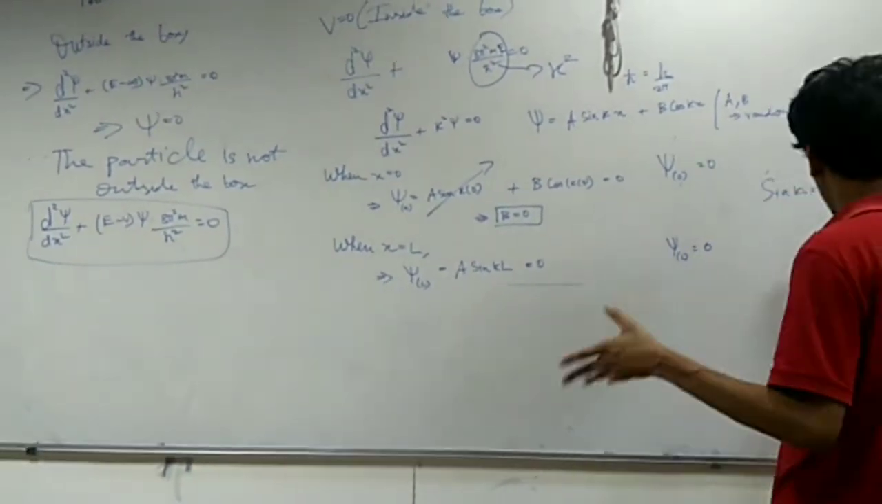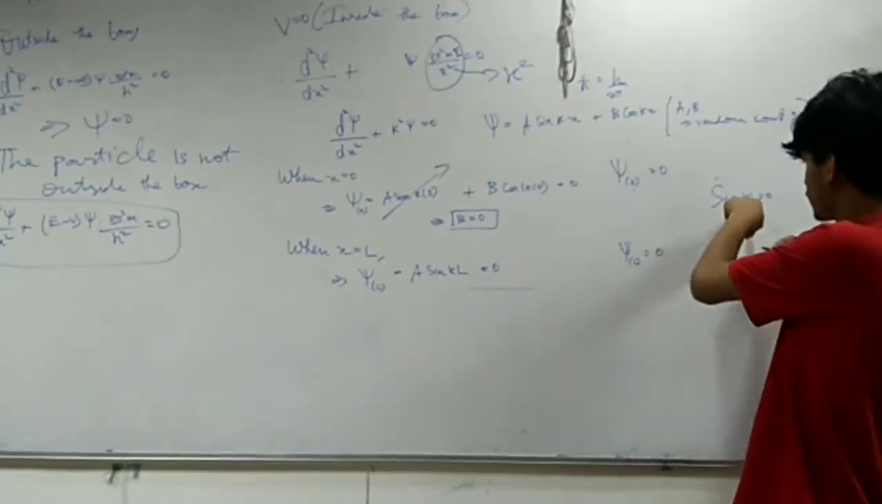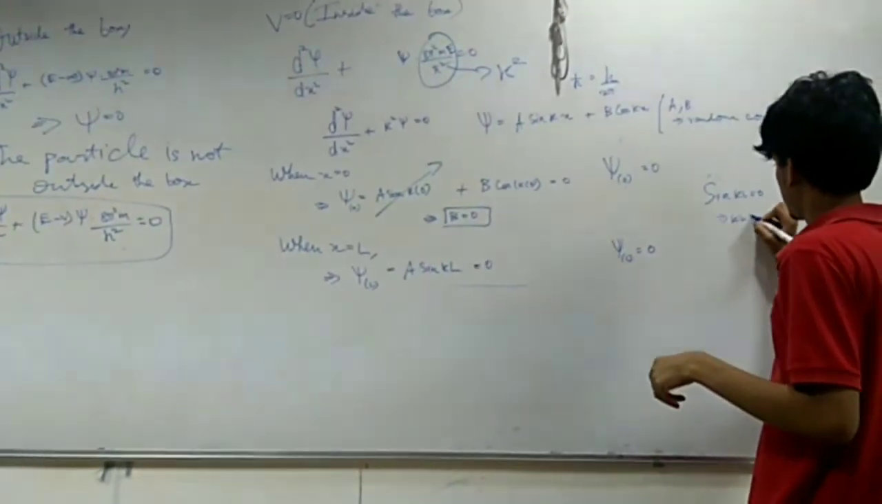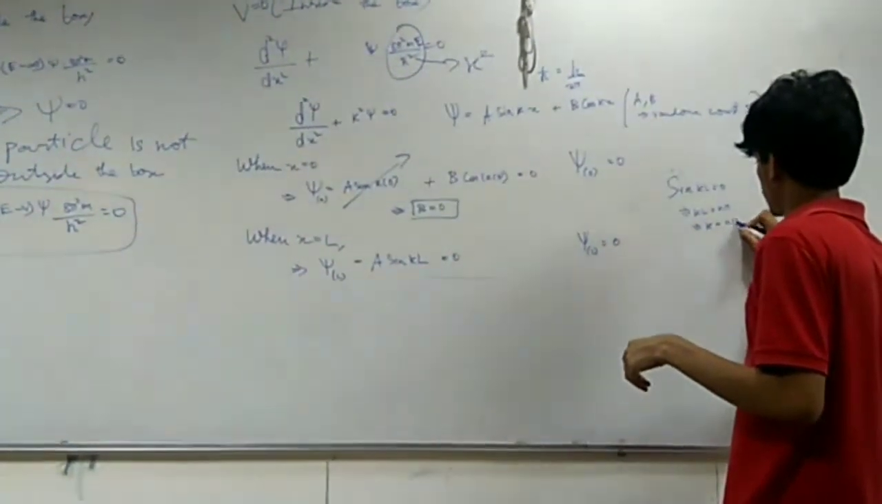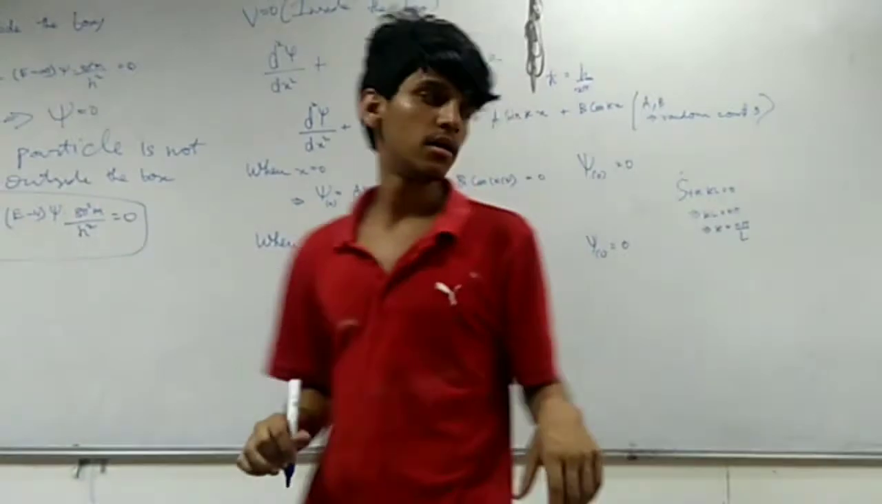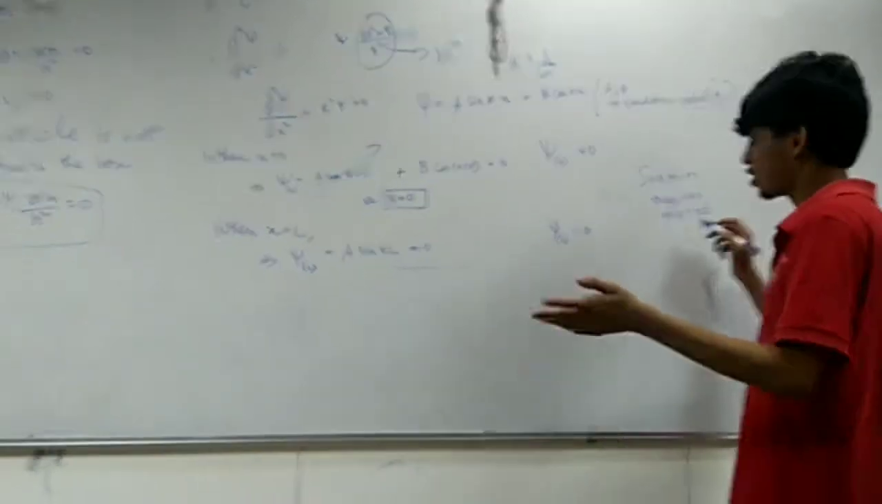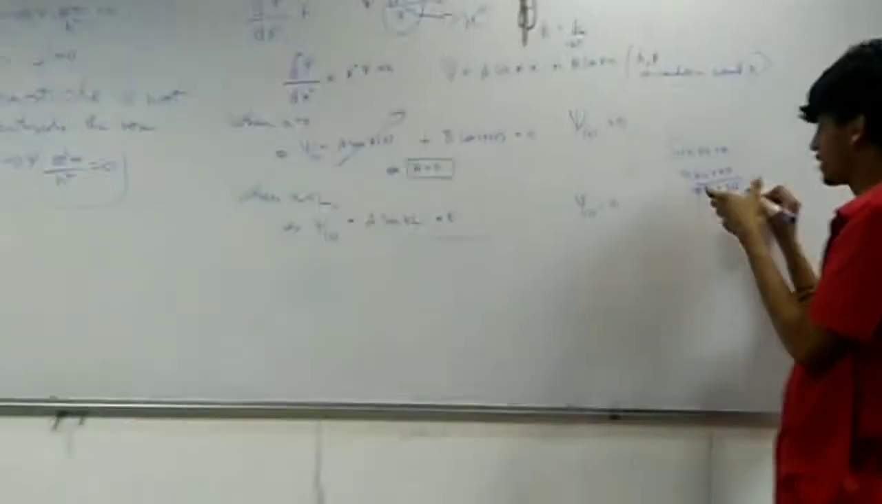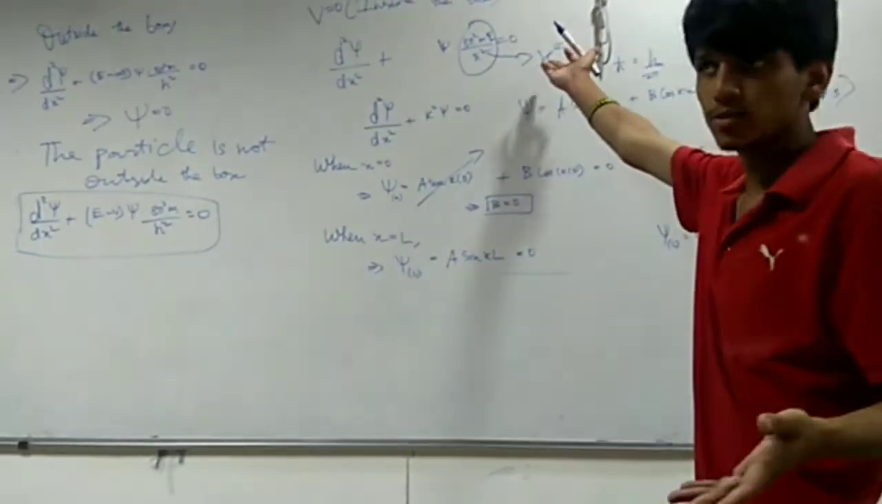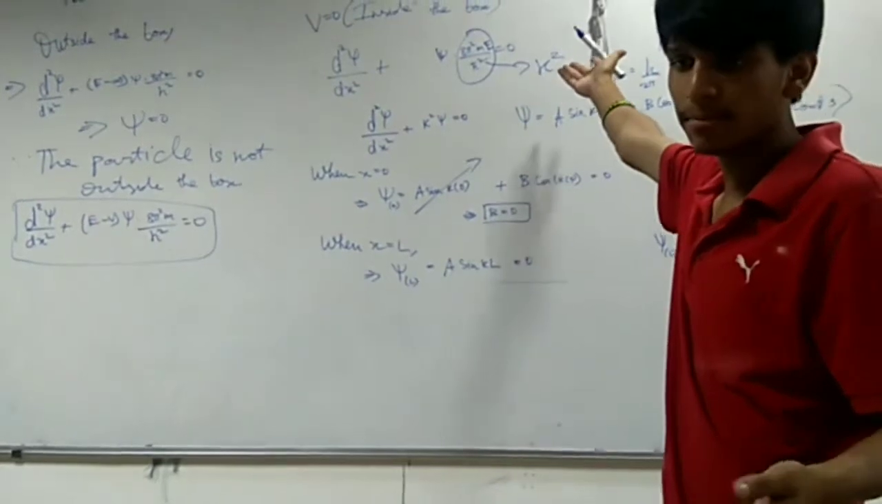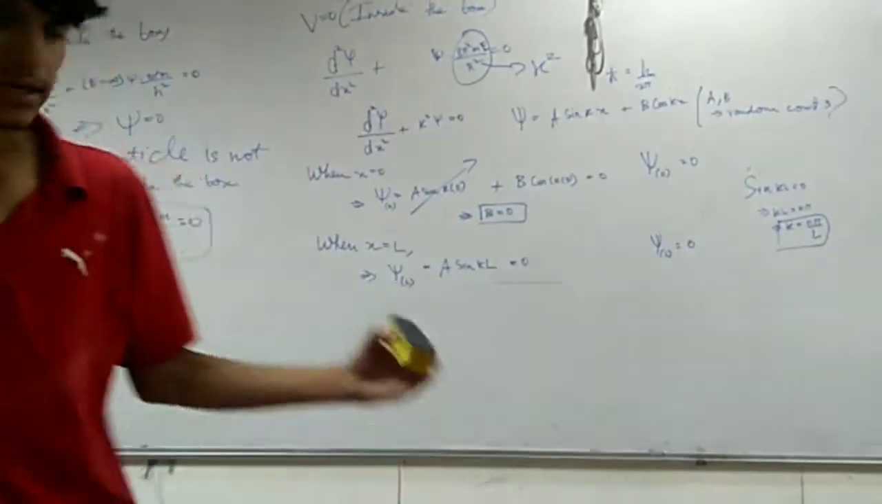And we know that sin KL is equal to 0 when the argument is of the form nπ, which implies KL is equal to nπ, and hence we get the value of k is equal to nπ/L. But we also recently got that the value of k² is given by 8π²mE/h². So let's go back to that.